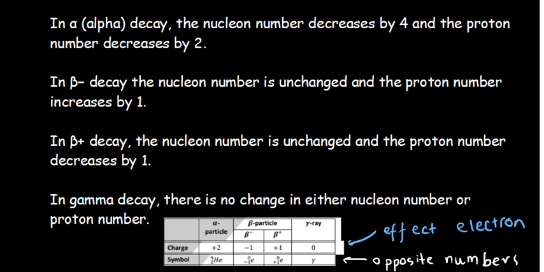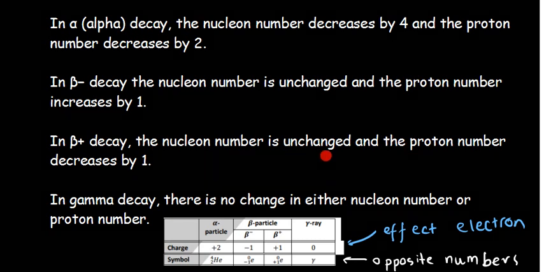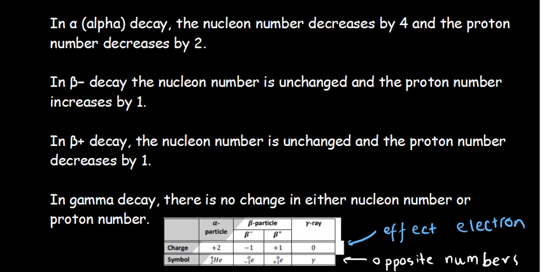But positive beta decay is going to produce a positron. That means that we have the opposite number of positive 1, which is negative 1. So it's going to decrease by 1, okay? So in positive beta decay, the nucleon number is unchanged because 0, and the proton number is going to decrease by 1. And in the gamma ray, there is no change in either nucleon or proton number, okay?